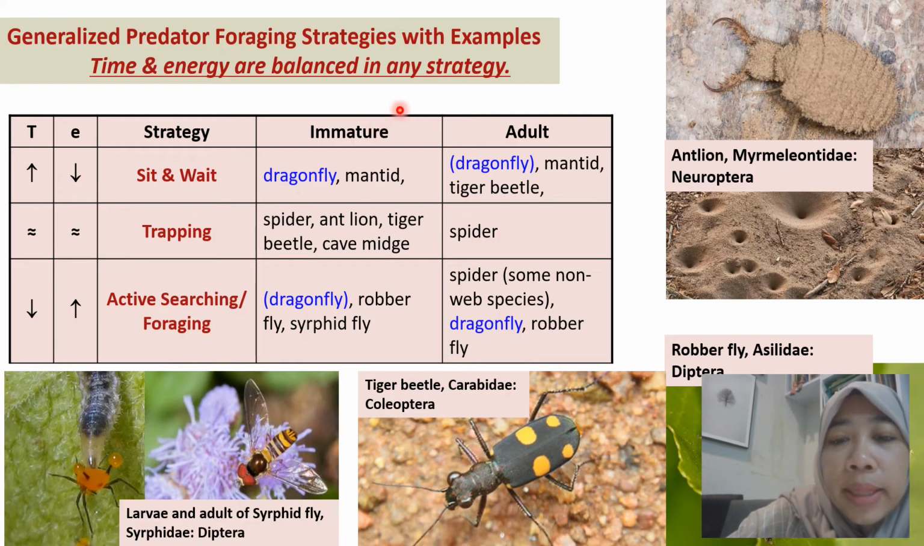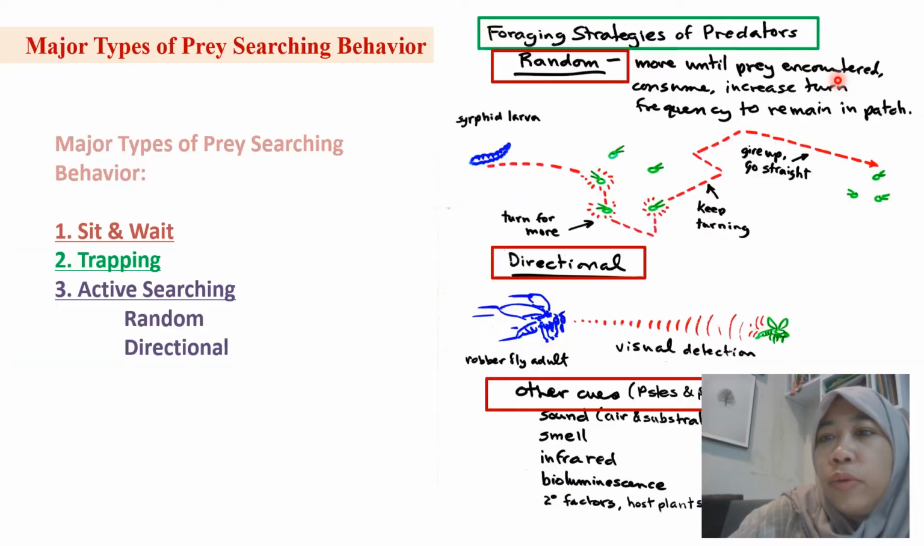And dragonfly and mantids, Mantodea, Mantidae, they sit and wait. They only sit and wait to catch the prey. And some pests do trapping. They make traps, like the ant lion, Myrmeleontidae, Neuroptera. This is the larvae of the ant lion, the undur-undur.